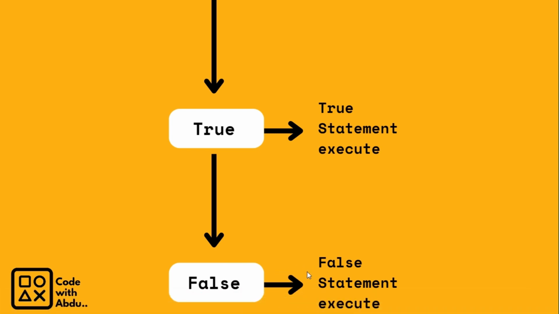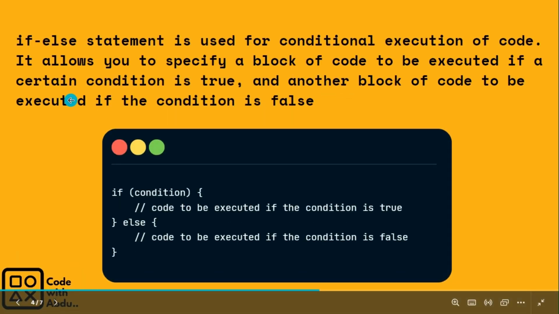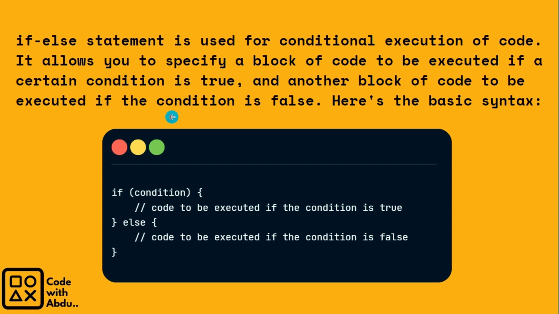So a conditional statement is something that controls the flow of your code. It checks for true. If it matches the logic, it will execute the true block, or if it is false, it will execute the false block. So let's go further. The if else statement is used for conditional execution of code. It allows you to specify a block of code to be executed if a certain condition is true, and another block of code to be executed if the condition is false.